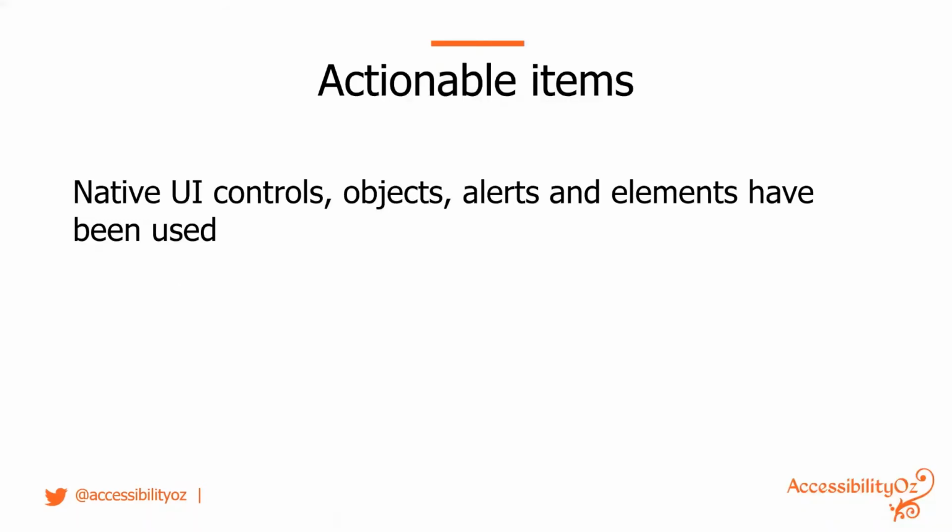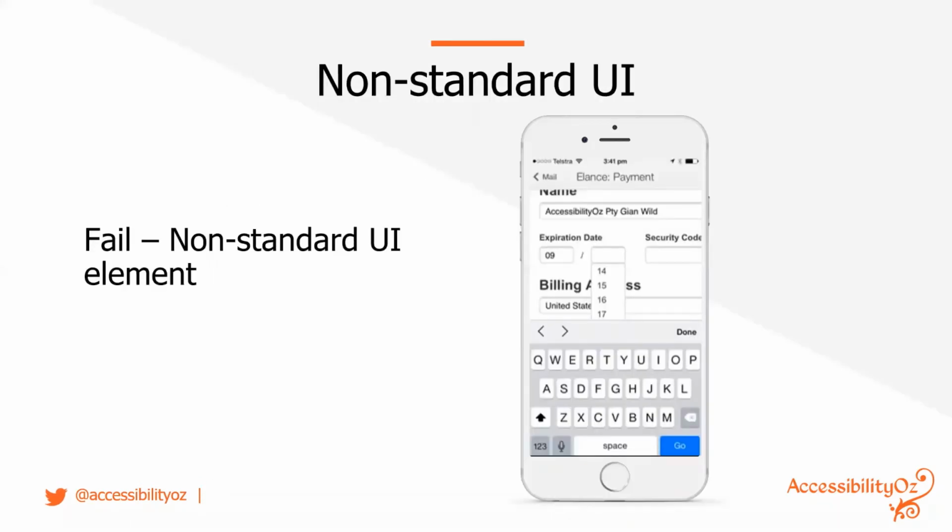Native UI controls, objects, alerts, and elements have been used. So this is an example where a non-standard UI element has been used. They've used an input text box in the field, and they also have added some kind of JavaScript to it, so it pops down the 14, 15, 16, 17. Now, it won't accept any keyboard input, so you have to select via touch the 14, 15, 16, 17, and of course, there are no other ways to choose any other years.